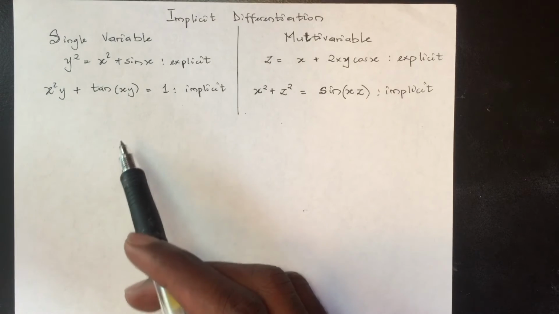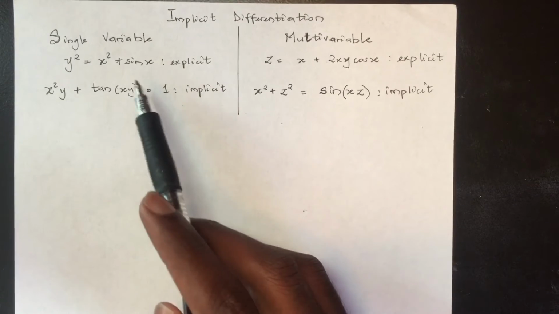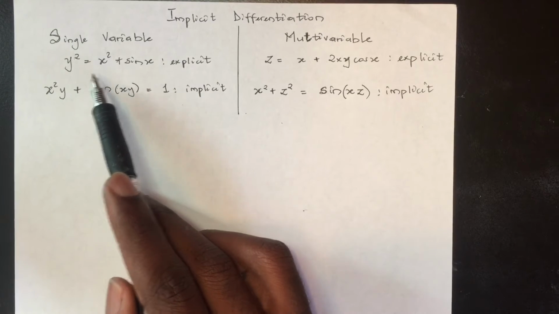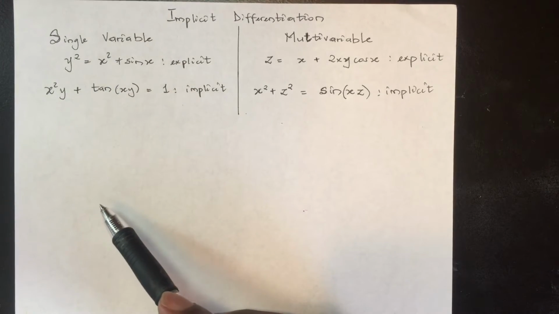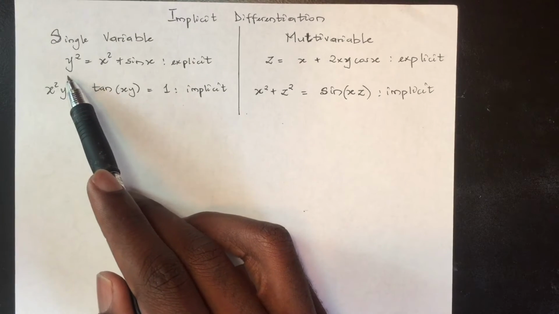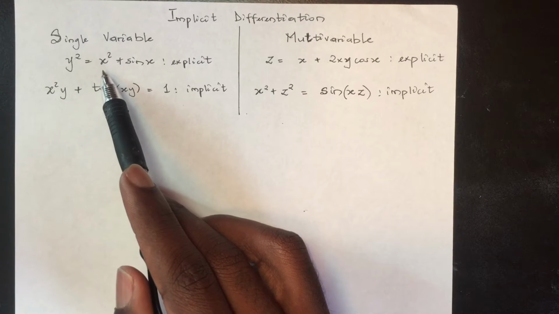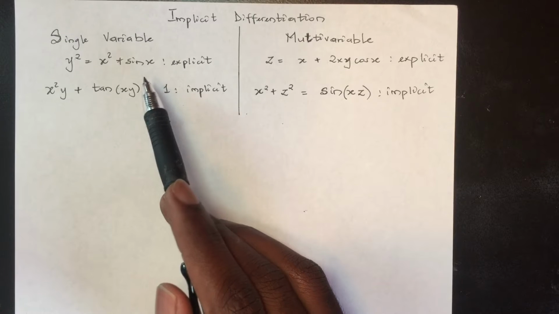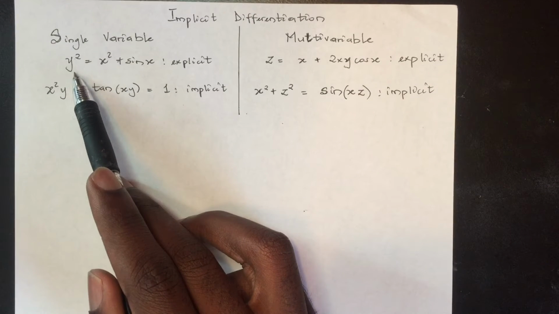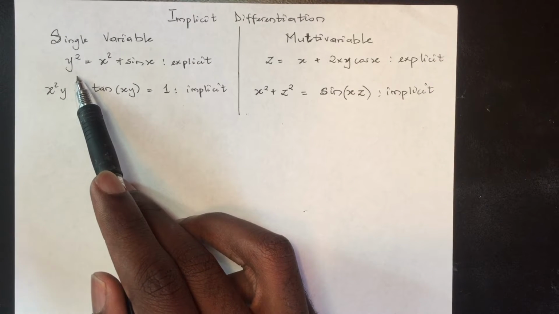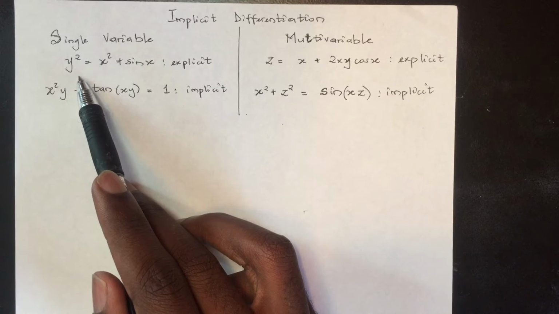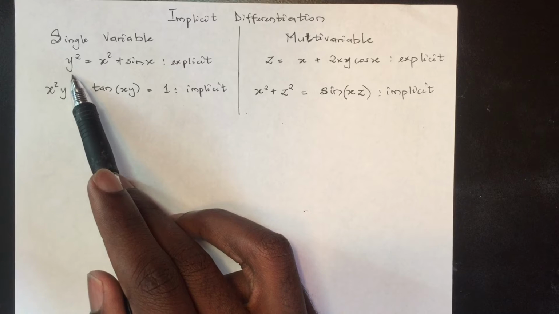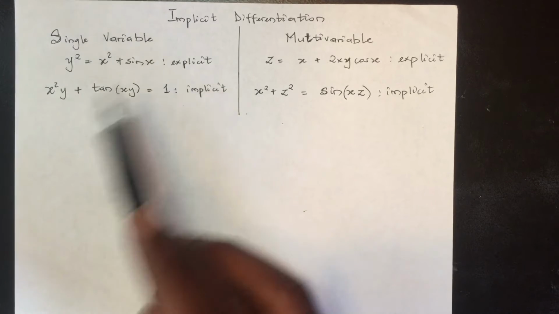So when looking at single variable equations, when we're talking about any equations, you have a dependent variable and an independent variable. In this case, your dependent variable is y and your independent variable is x. And basically, if we're talking about an explicit equation, your dependent variable can be separated from the rest of the equation and stand by itself. So that's what makes it explicit. In this case, you can see y basically stands by itself. So this is an explicit equation.